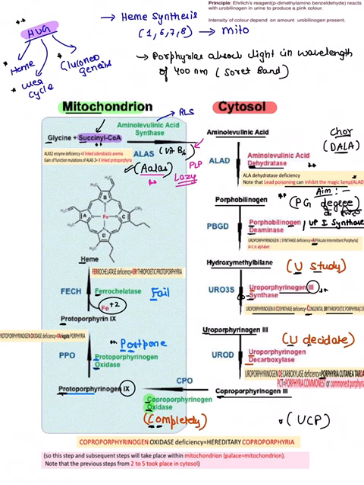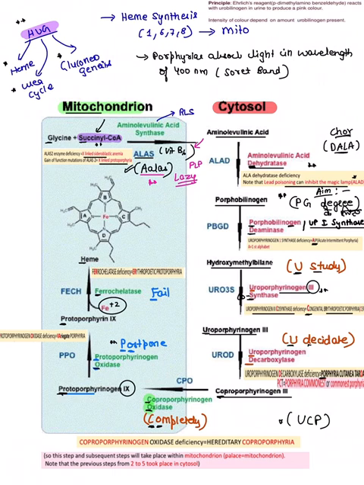Now see, how will you remember which enzyme causes what, guys? See, this is very simple, guys. Then you have ALS. This ALS is of two types. There is X-linked sideroblastic anemia, guys, and there is X-linked protoporphyria, guys. This is not very important, guys.